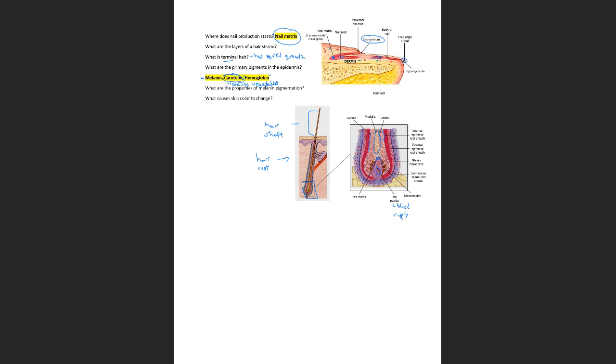So the hemoglobin, depending on the oxygen content in our blood, that determines our skin color as well. Okay. So this question is redundant. What are the properties of melanin pigmentation? So the more melanin you have, the darker your skin color equals darker skin.